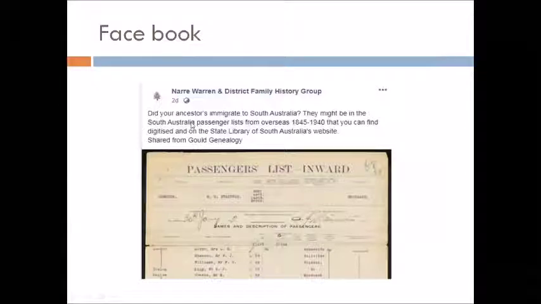Facebook, this one popped up on our Facebook page the other day telling me, whoa, look, South Australian passenger lists 1845 to 1940 have now been digitised and are at the State Library. So that is another reason why you keep track of something like a family history group. They're constantly putting, well, Heather is too, constantly putting information on their Facebook pages. This one's only last week, I think it went up, because things are happening all the time. You know, I could tell you something's not there today, and in 48 hours it will be there. So you have to keep going back and looking at things, because it's not there one day doesn't mean it won't be there the next.